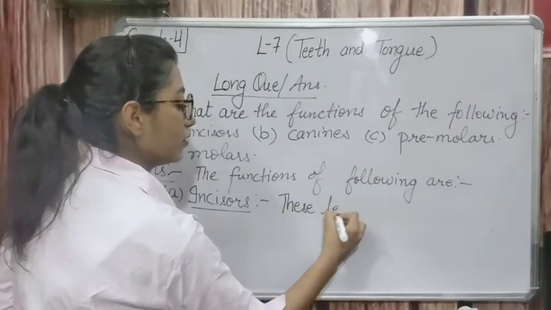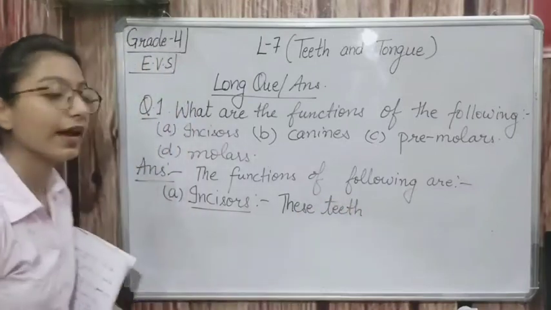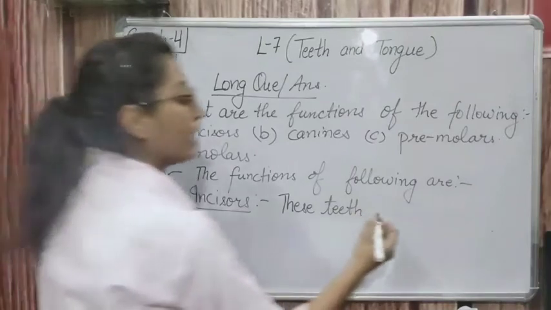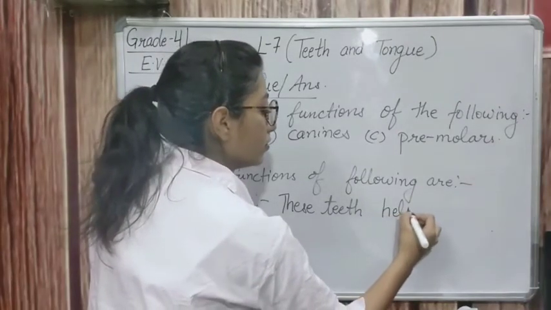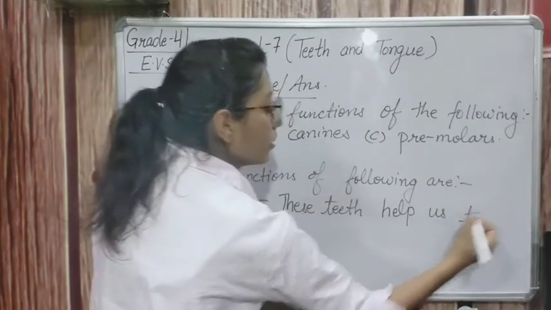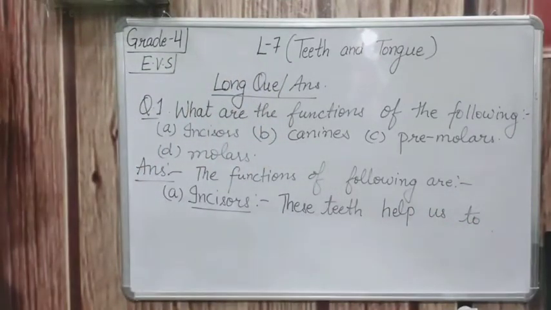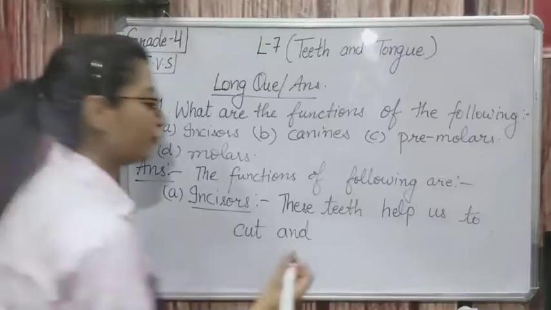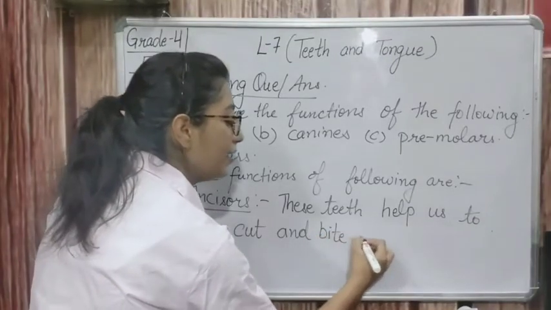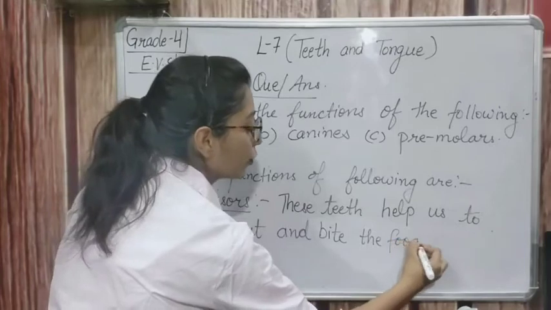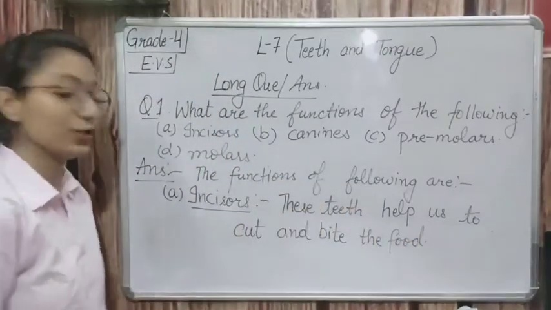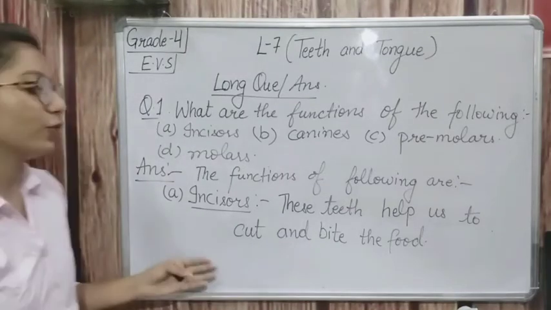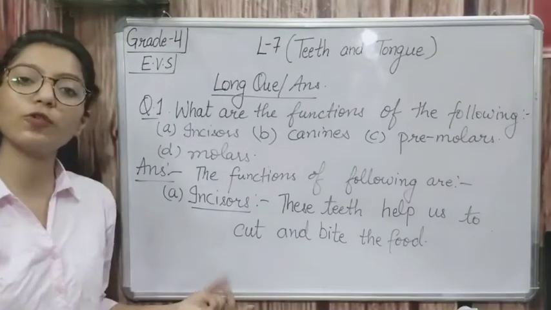These teeth, write it in your good handwriting everyone. These teeth help us to cut and bite the food. These teeth help us to cut and bite the food. So children, write it fast. Then I have to erase this, giving you few seconds to write it.